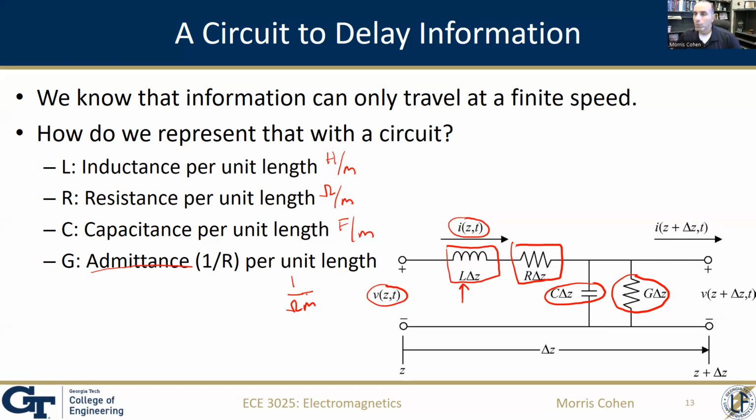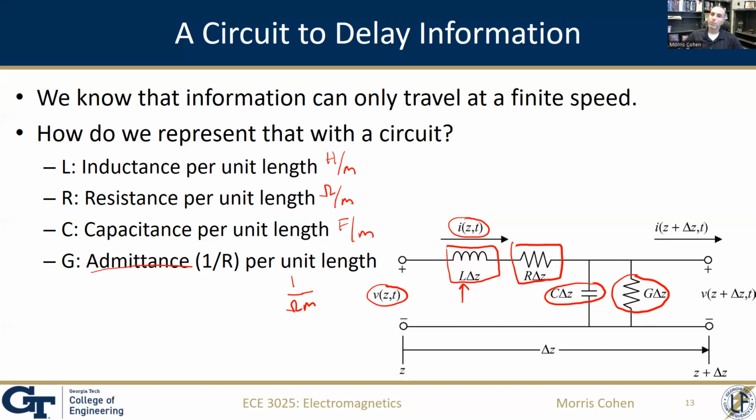All right, so what we're going to do is think about a transmission line, again, a coaxial cable, two wires, as being a long series of small segments. Each segment has a little bit of inductance, a little bit of resistance, and then between the two segments is a capacitor and a resistor.